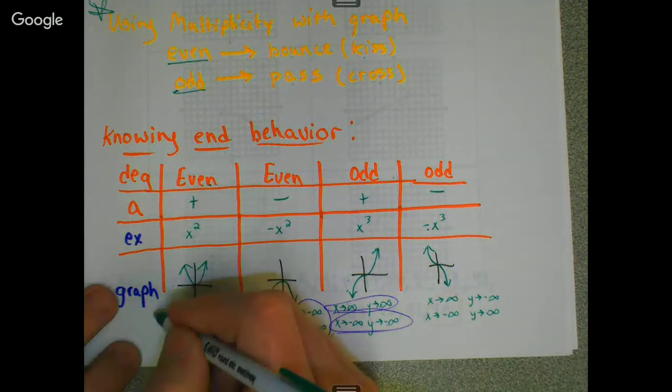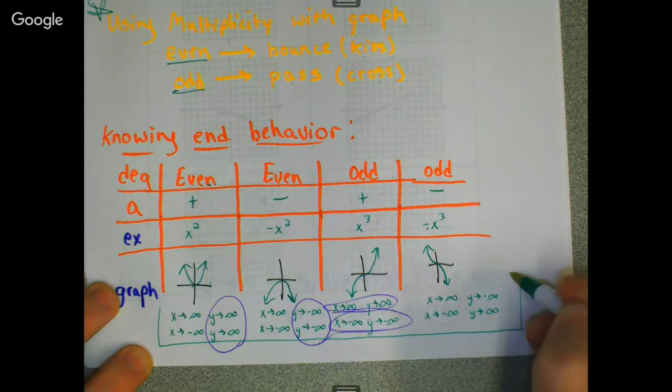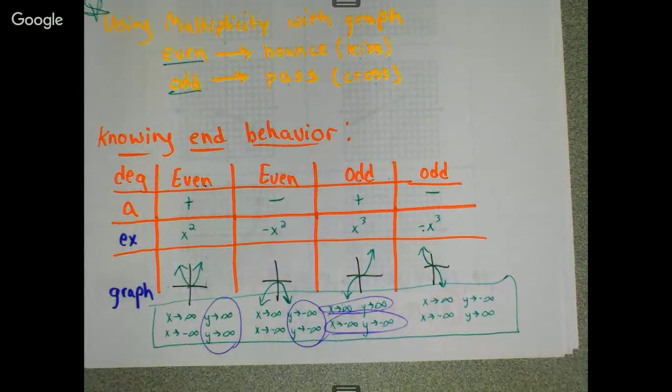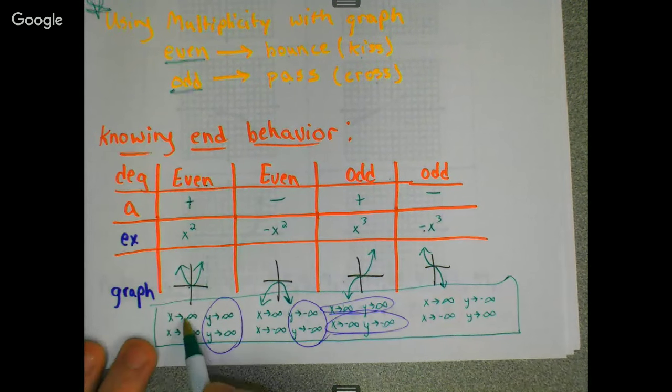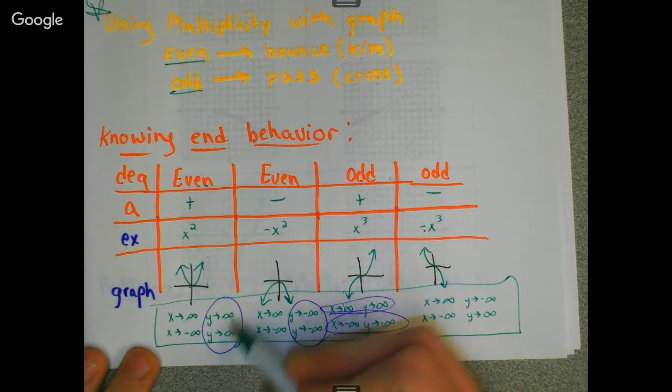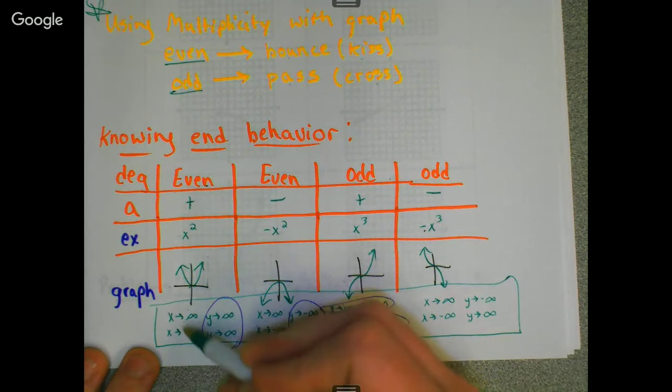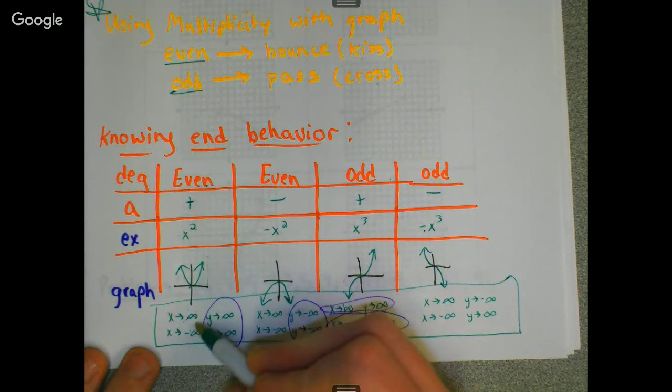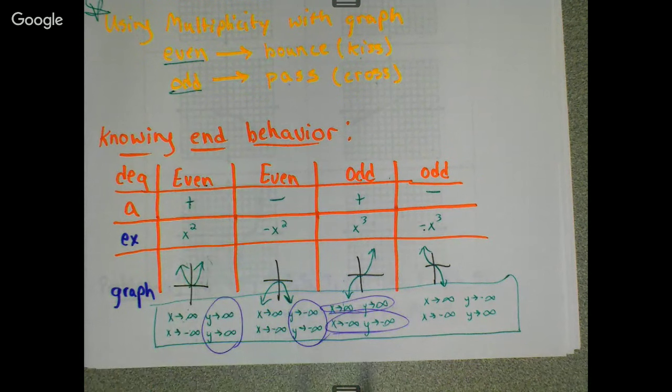This is the end behavior. Okay, this is what I want to know. As x keeps getting bigger, what is happening to my y? Kind of similar to domain and range, but it's domain and range at the end values, the end points. Okay.